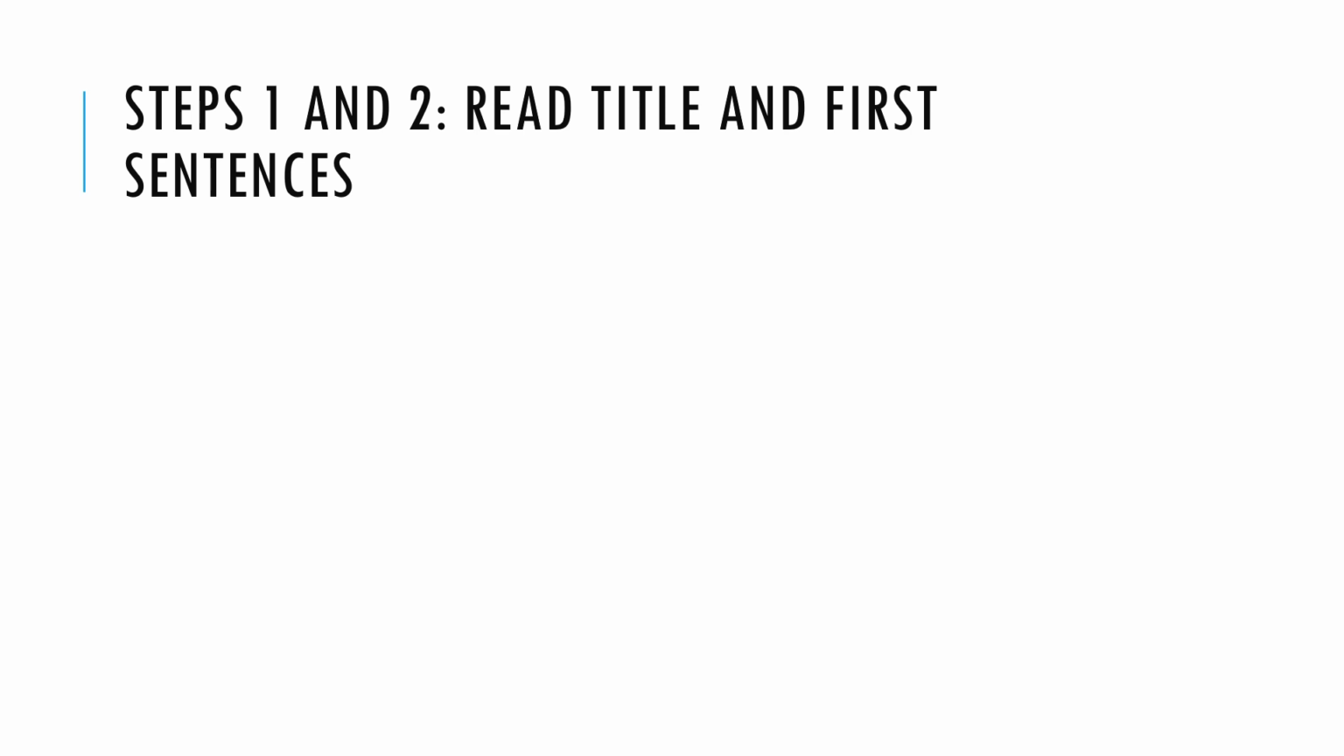So let's first talk about the first 2 steps. The first step is to just read the title. A lot of times people overlook reading the title and then just jump right into the article. But especially when you're summarizing, it's super helpful to read the title, because a lot of times the title will actually give us information as to either what the topic of the article is or sometimes even what the main idea of the article is. So take the time to read the title.